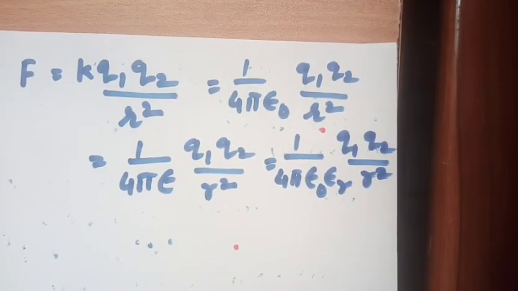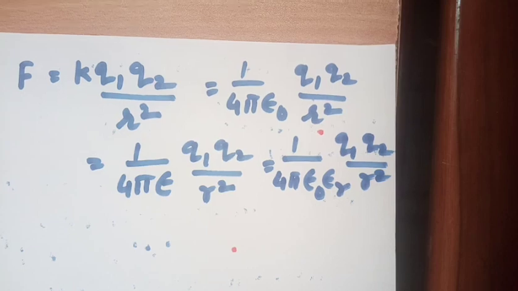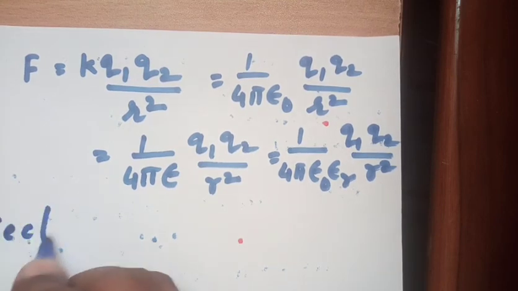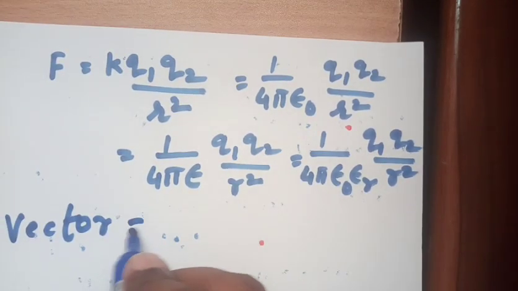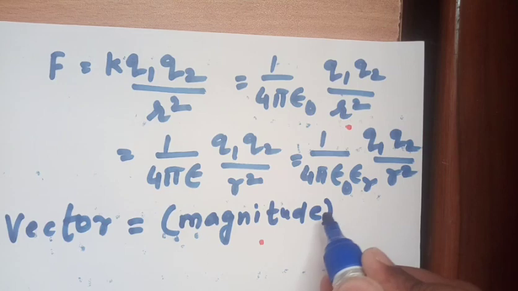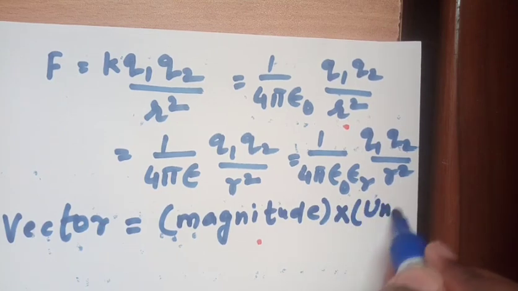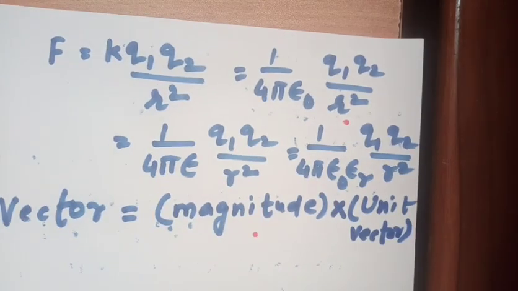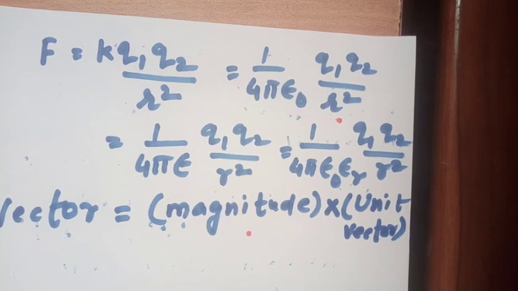Now today we'll see the vector treatment of the force. We know that electric force is a vector quantity. Any force is a vector quantity, by the way. So when it's a vector quantity, it has a direction associated with it, and a vector can be written as vector equals magnitude of the vector times unit vector. Okay, so any vector can be represented as magnitude times unit vector.